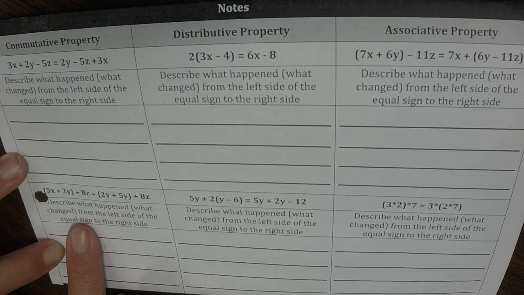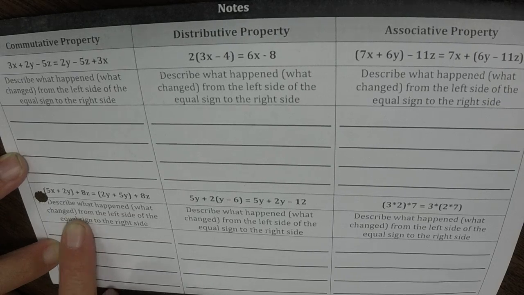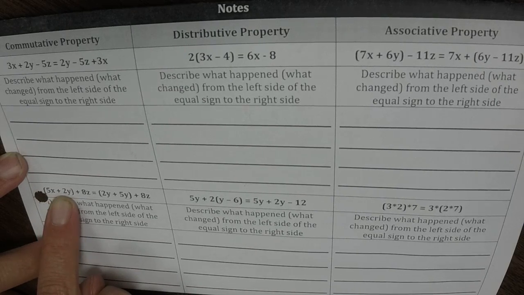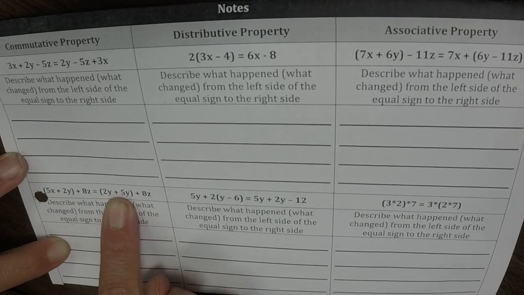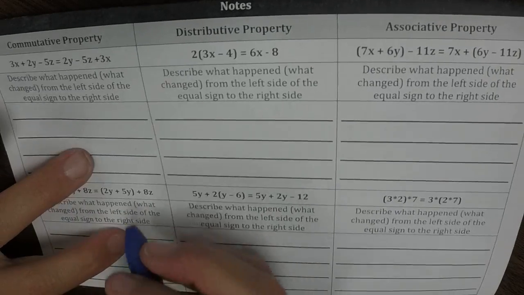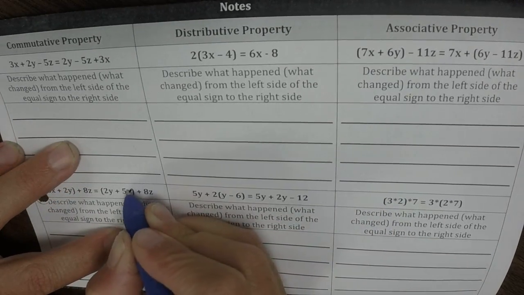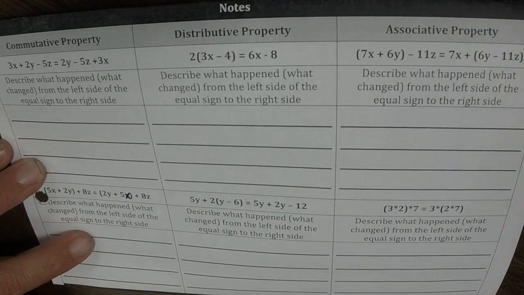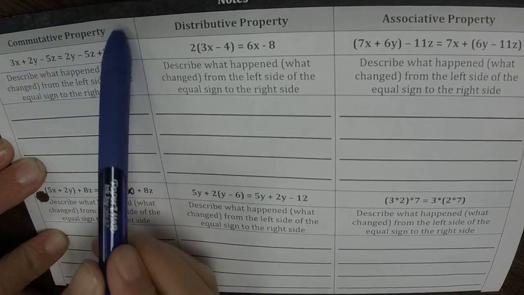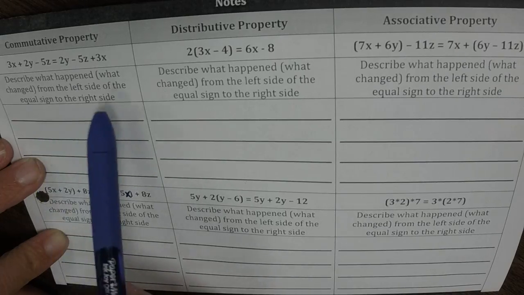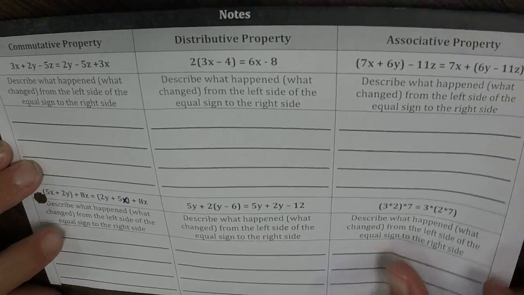And then if you look down here at the second example, it would be the same thing. On the left side, the 5x plus 2y is inside the parentheses, and it's still inside the parentheses here, but the 2y and the 5x switched places, okay? (Typo on the board: that should be a 5x, sorry.) So again, the commutative property, the way that you would recognize it would be if the terms switched places.